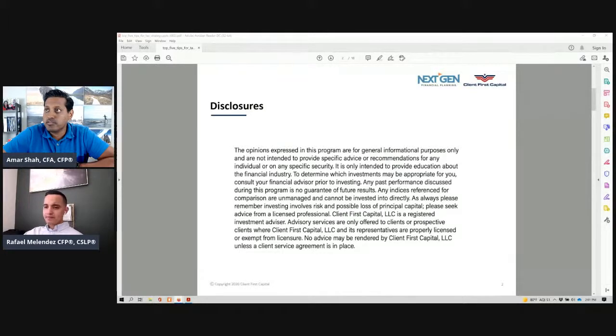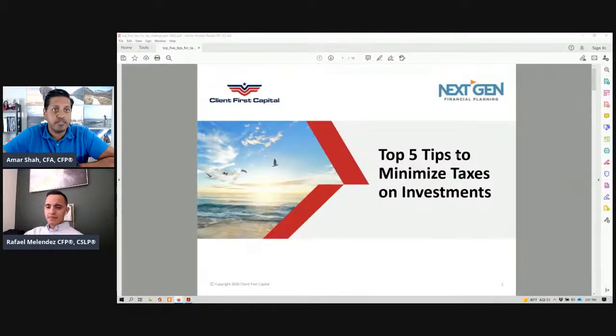Hold on, I'm trying to get my screen to the right size. The other thing we should say is that today we're talking about taxes, right? It says the top 5 tips to minimize taxes on investments. But we are not CPAs, we're not enrolled agents. So keep this in mind. We're not giving tax advice. We're just giving some education.